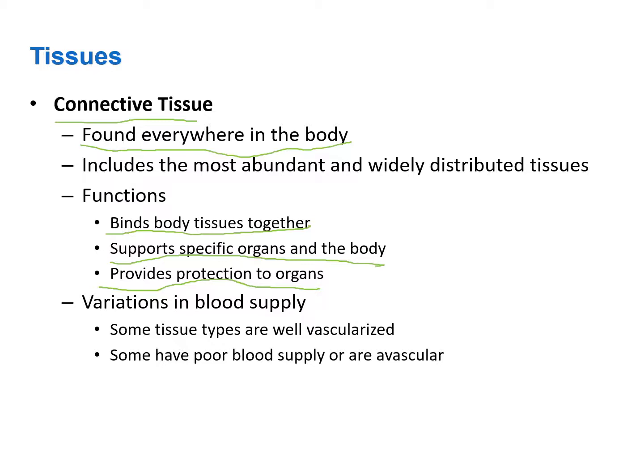Some tissues, for example loose areolar tissue, are very well vascularized, while some, like cartilage or bone, have a very poor blood supply, or some, like cartilage, can be completely avascular.